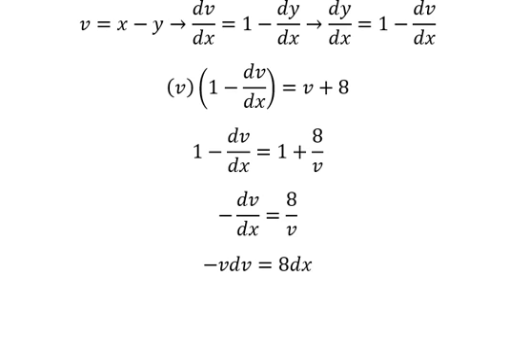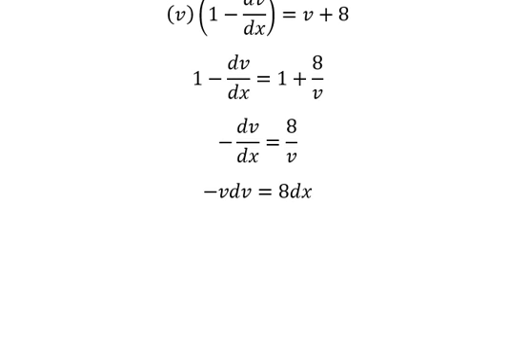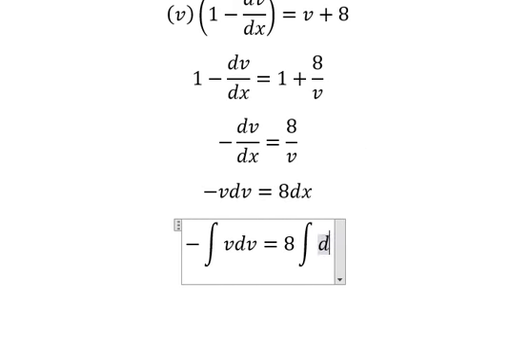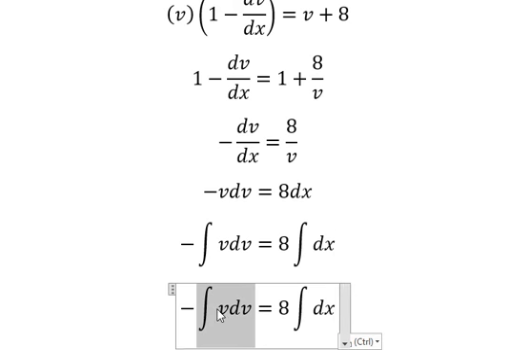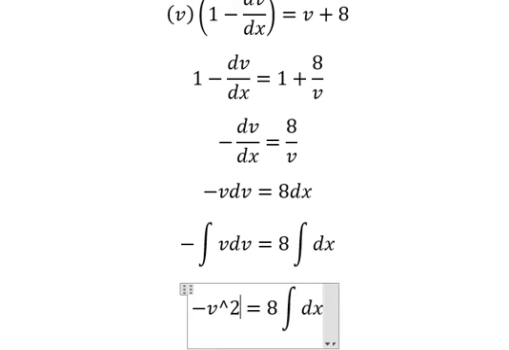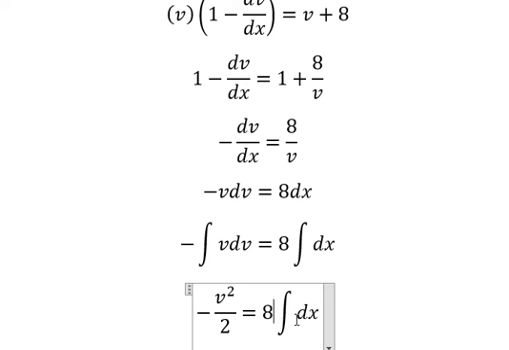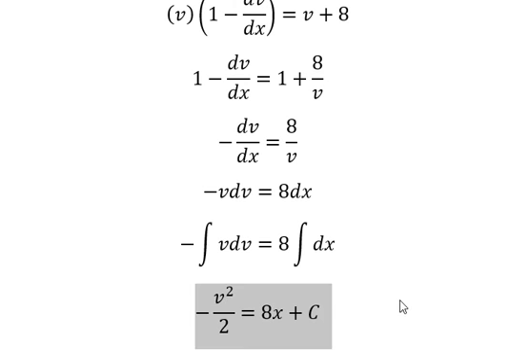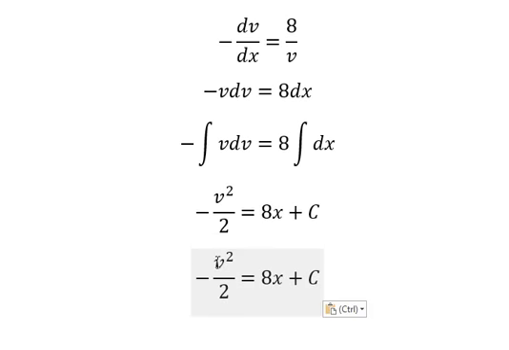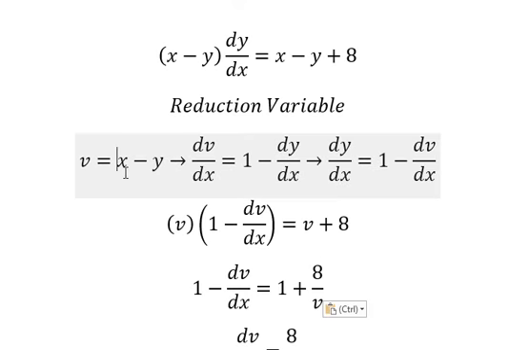Next, we need to integrate both sides. So the integration of this one, we have v squared over 2. This one we have x, and I will put c. About v, that is x minus y.